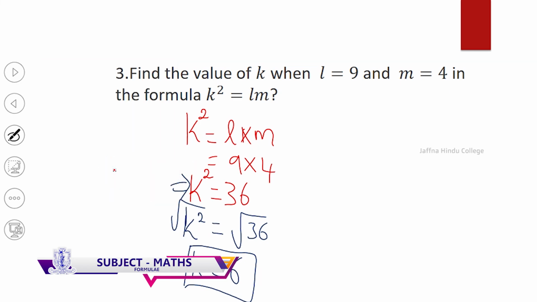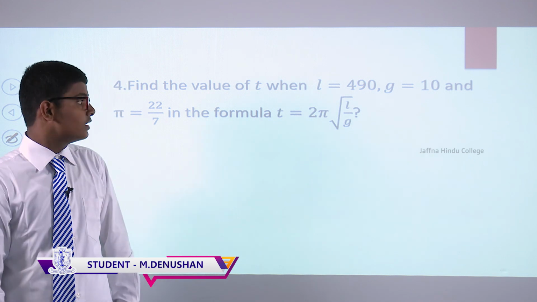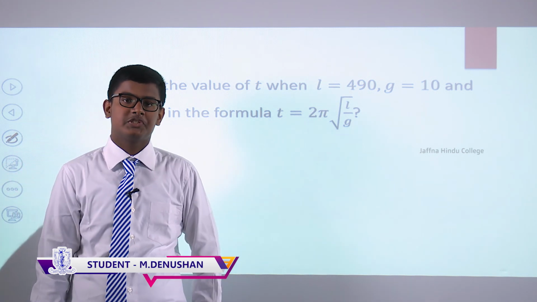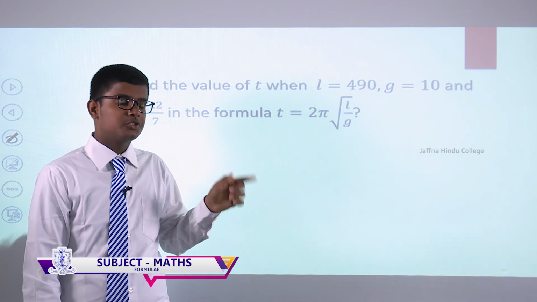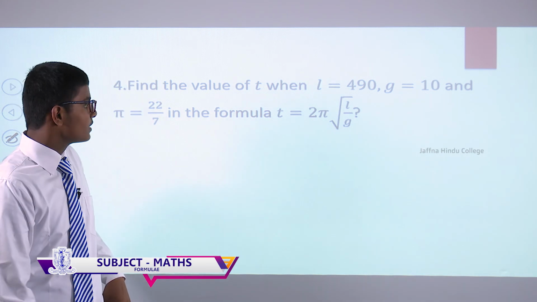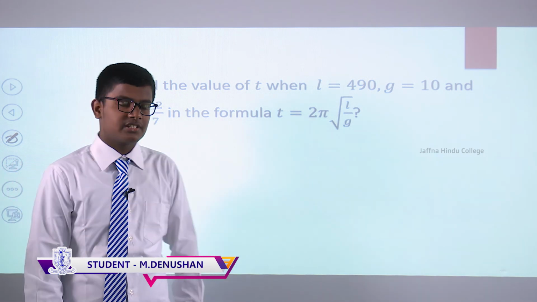Now let's move to the last question. Here we have to find the value of t when L is equal to 490, g is equal to 10, and pi is equal to 22 by 7 in the equation t is equal to 2 pi root of L over g. We can substitute the values directly in this formula.